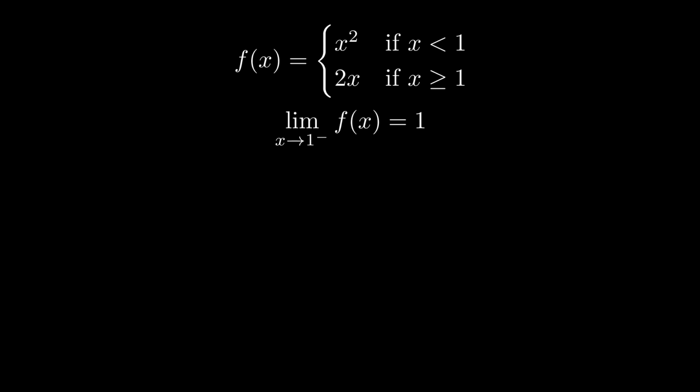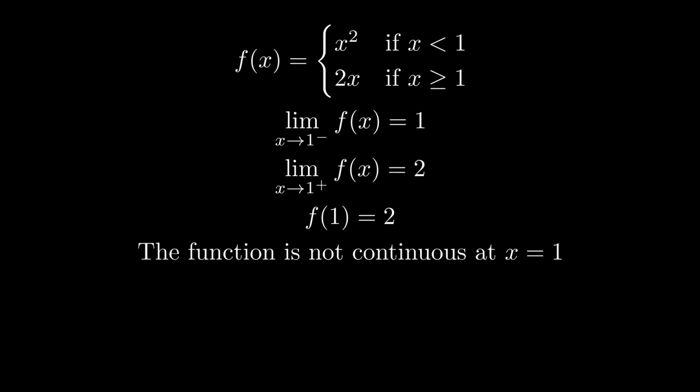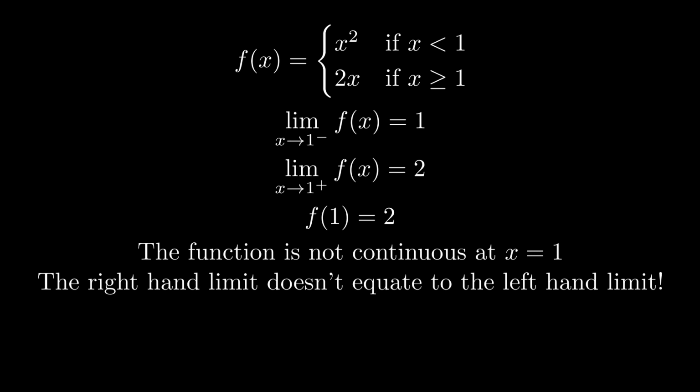If we plug in 1, we get 1 squared, which is 1. So that's the left hand limit. Now for the right hand limit, we will use 2x since it's defined for the points greater than or equal to 1, so on the right side of 1. And if we plug in 1 into 2x, we get 2. Now we can also find that f of 1 equals 2. Clearly the function is not continuous at x equals 1, and the reason is that the limit does not exist, because the left hand limit and the right hand limit approach different values.